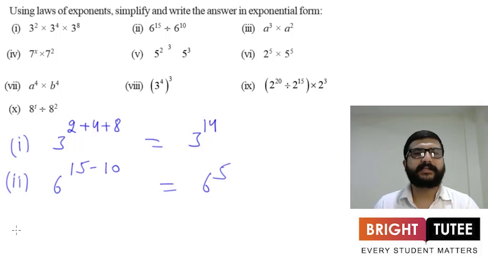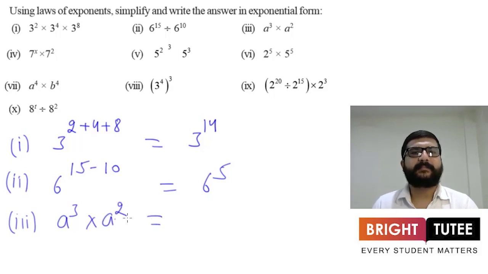Now the next one, it is a cube or a to the power 3 into a to the power 2. Again, multiplication of powers with same base. So we will keep the base same, that is a, and power will be added, that is 3 plus 2, and it will be 5. So this is the answer for the third one.